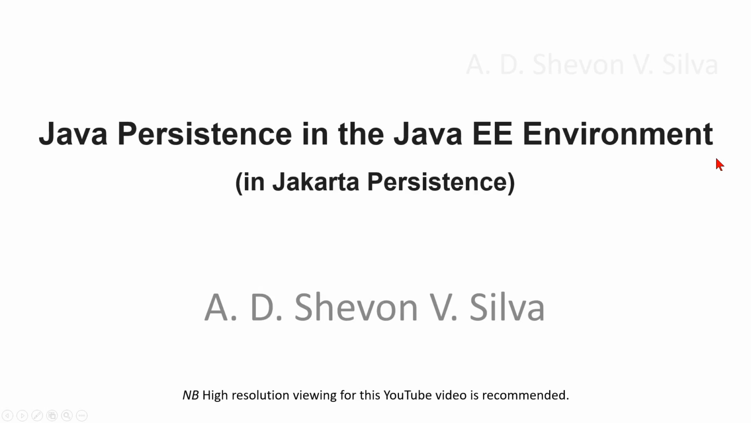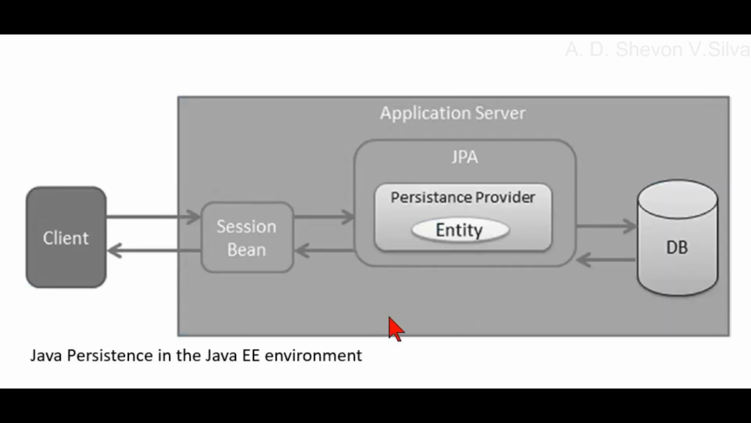Java persistence in the Java EE environment. Here you can see Java persistence in the Java EE environment. Here we are considering EJB 3.0 and Java Persistence API 1.0 in this context.